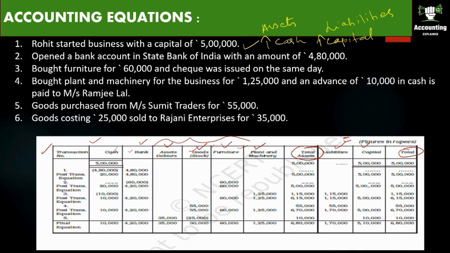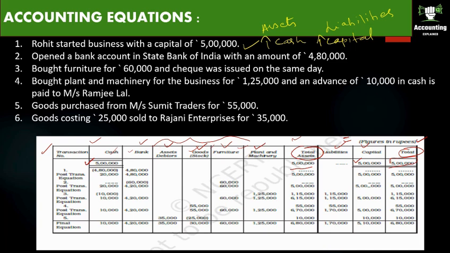Okay, at any point of time, your total assets should always be equal to your total liabilities. So you have started a business with a capital of 5 lakhs. So your cash is increased by 5 lakhs and your capital is increased by 5 lakhs, and you have total assets of 5 lakhs, total liabilities of 5 lakhs. So your total assets is equal to total liabilities. So this is your initial transaction.